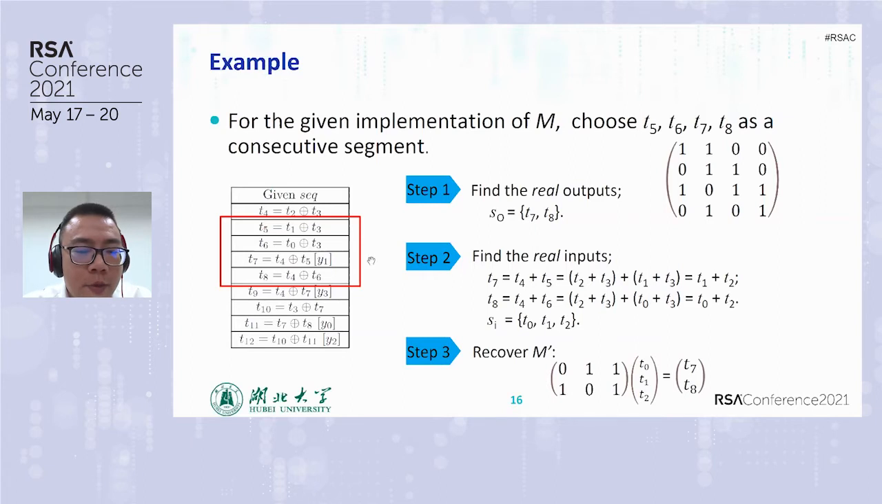The second step is to find the real inputs according to the expression of T7 and T8. We expand the expression of T7, T5, and T6 and get the expression of T7 and T8 like this. And this is the real inputs of the M prime, and it's our output bits. And this is the matrix we recover.